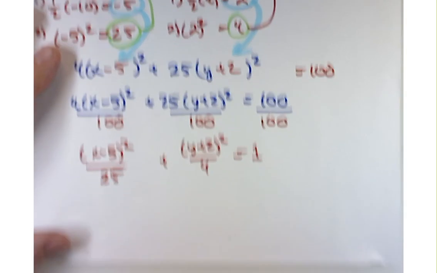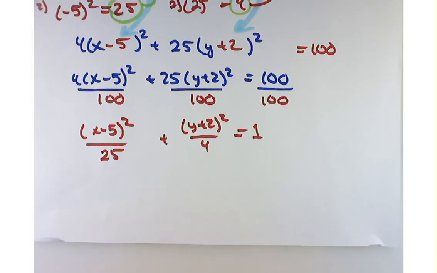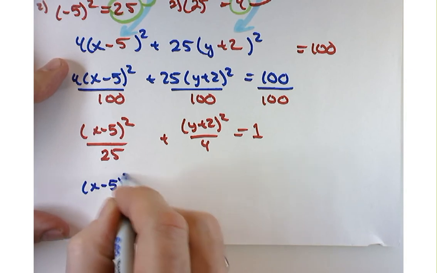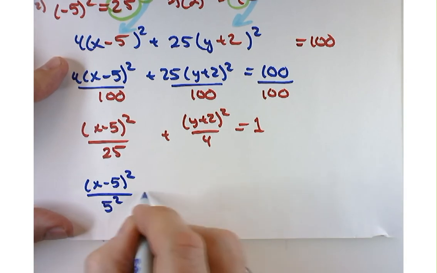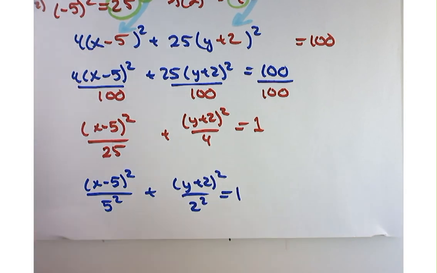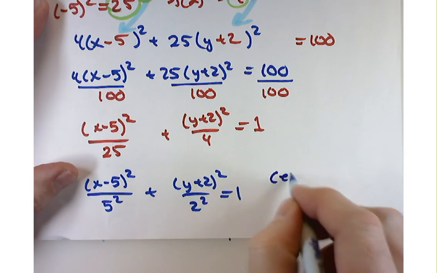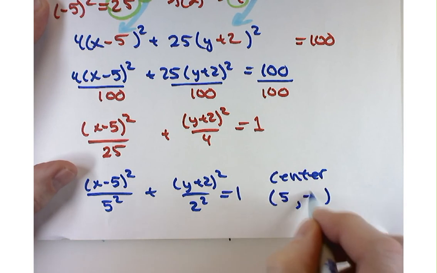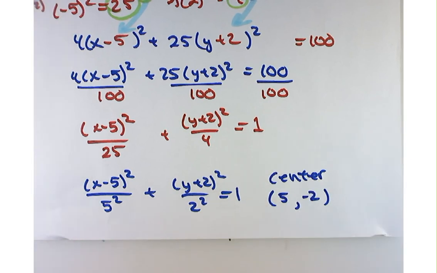There's probably one last thing I want to do just to be able to graph this. What's that one last little step? Anyone? Take the square root of the denominators. Yeah, so I'll write it as 5 squared and 2 squared. Excellent. What's the center? 5 and -2. Excellent. Thank you, sir. 5 and -2. Beautiful.